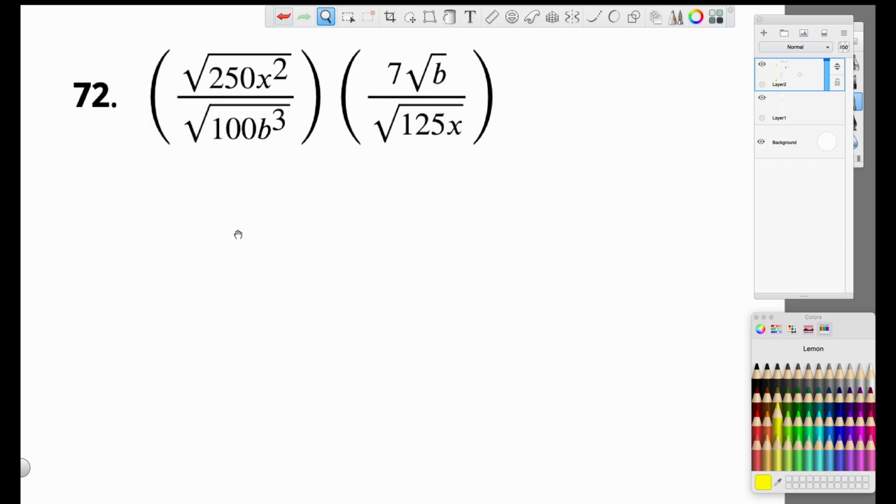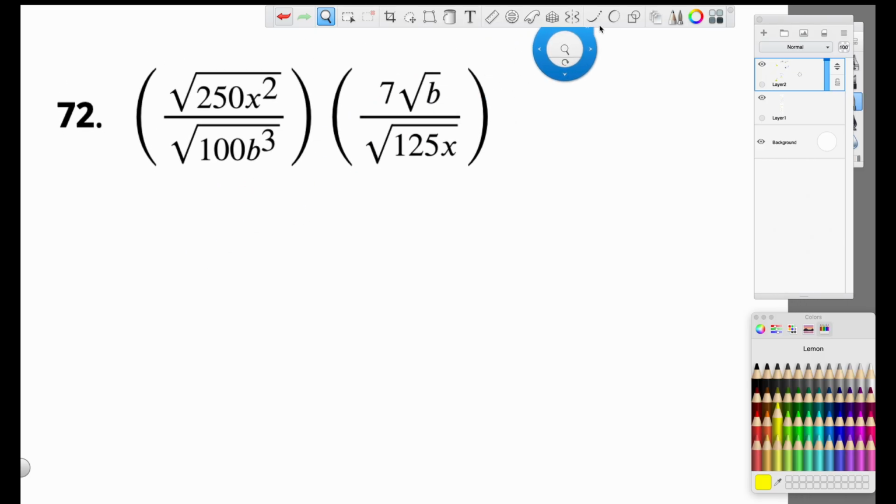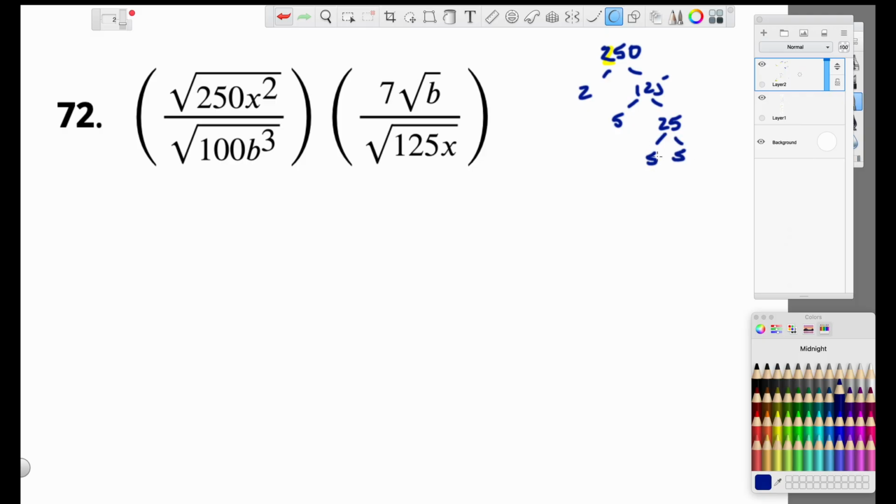I guess I'll do 72. Let's see here. Can we simplify stuff before we multiply? I would simplify before doing anything. So 250 is going to be 125. We did this one before, right? Sorry, 5 and 25. And then 5 and 5. Okay, so a pair of 5s, and these are all odd.